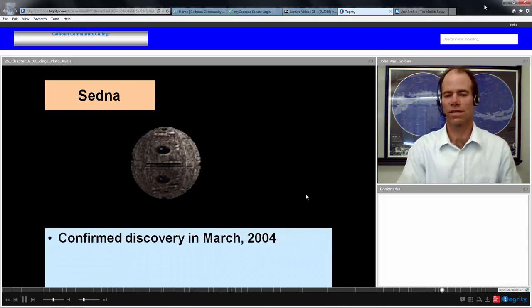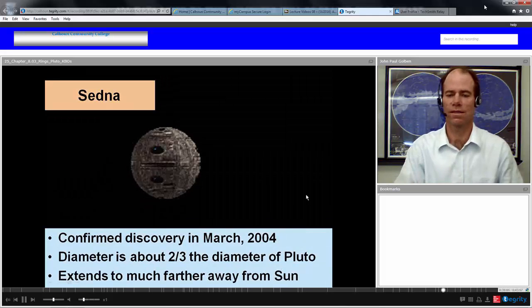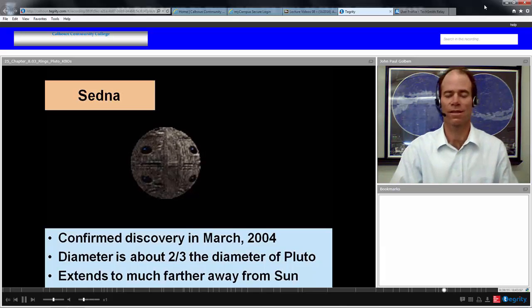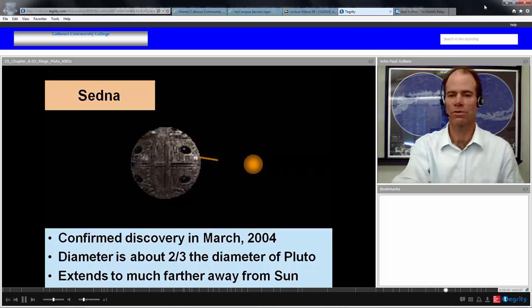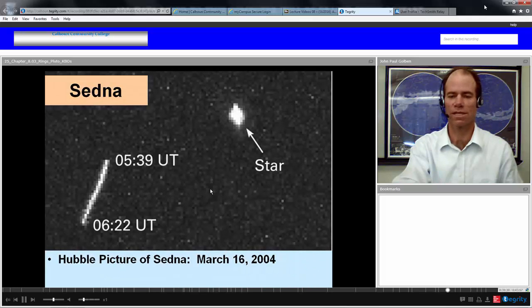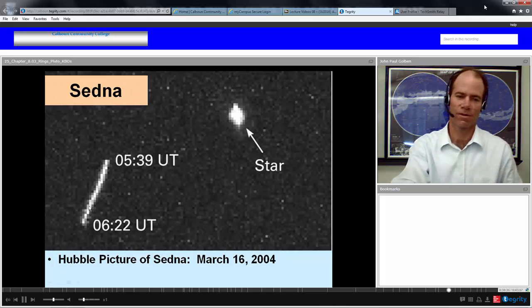It had a confirmed discovery in March 2004. Its diameter is 2/3 the diameter of Pluto. It extends much further away from the Sun than Pluto, so it's only seen for a couple of years in its orbit. It might have a moon, but being the Death Star, it would probably disintegrate that moon very quickly. Just kidding. Here's an actual picture taken by the Hubble Space Telescope of Xena in March of 2004, and we can see Xena is just this little streak across this picture.